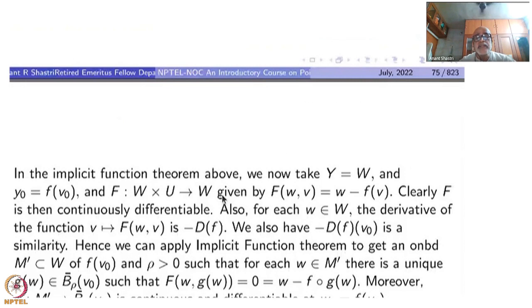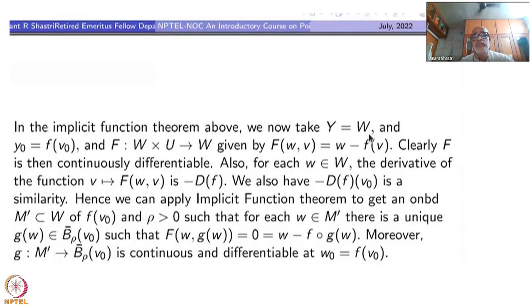In the implicit function theorem above, we take Y equal to W. Okay. So we are in part B already. Remember, part B of the implicit function theorem wanted Y to be a Banach space. So we are taking a much more special case, Y as W itself. Okay, take y naught as f of v naught. V naught is given. Now, what is y naught? Don't worry about other points. Take y naught, f of v naught.